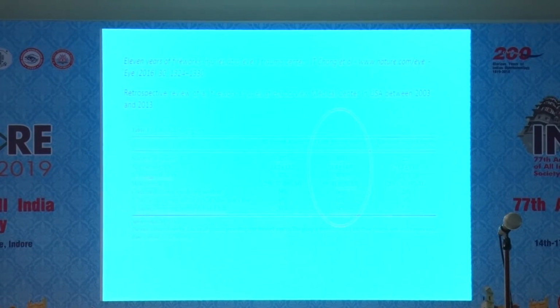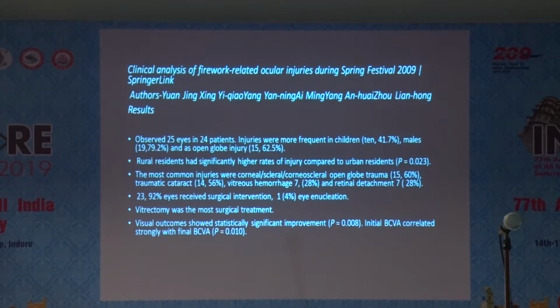Another study, from China, was a clinical analysis of firework-related ocular injuries during the Spring Festival in 2009, and similar results were seen. They observed 25 eyes in 24 patients. Injuries were more frequent in children and males, and open globe injury was 62.5%. They were more common in rural residents. The more common injuries were corneal, scleral, corneoscleral, open globe trauma at 60%, traumatic cataract, vitreous hemorrhage, and retinal detachment.